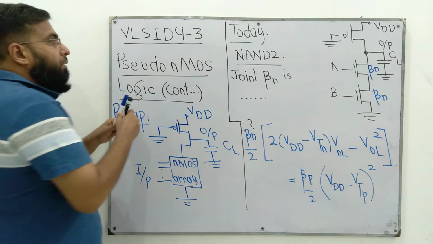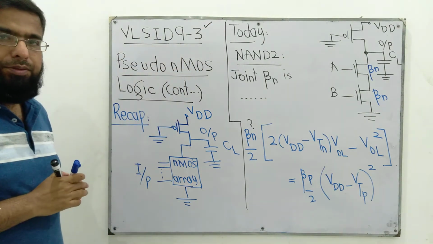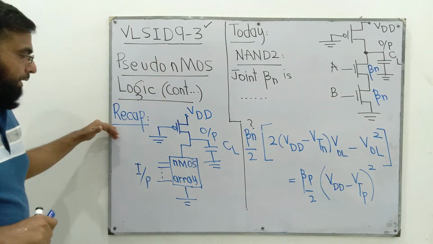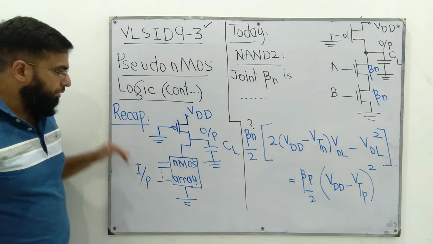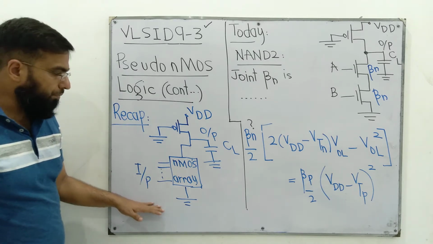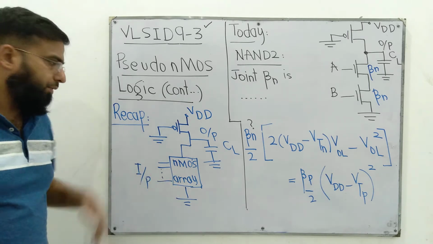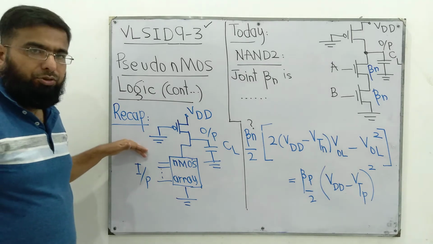Welcome to the third lecture from chapter number 9. We will continue studying pseudo nMOS logic. In our early lectures we studied the structure of a pseudo nMOS gate: the nMOS array is the same as we have in case of CMOS, but the PMOS array is replaced with a single transistor that is always on.